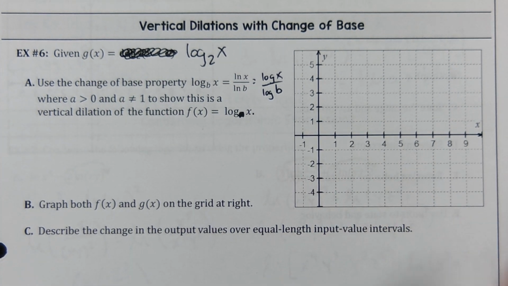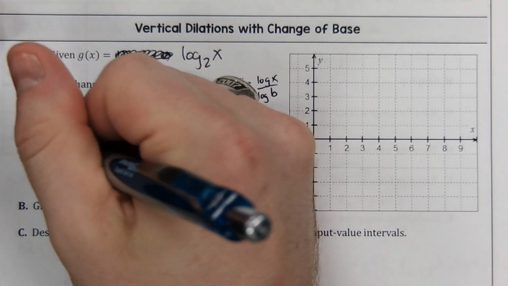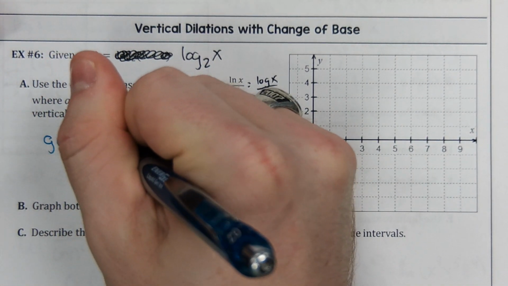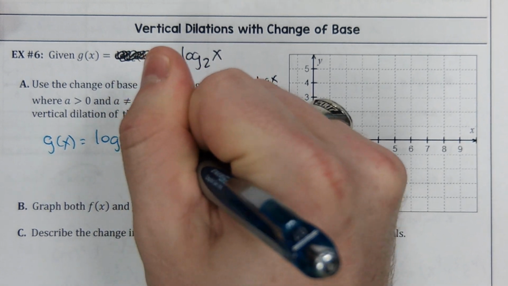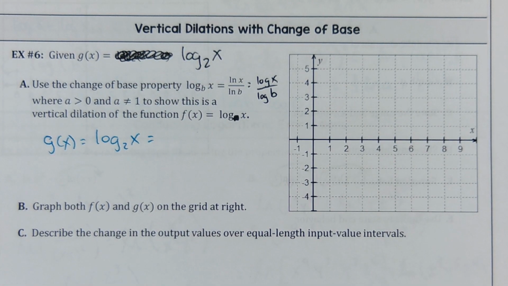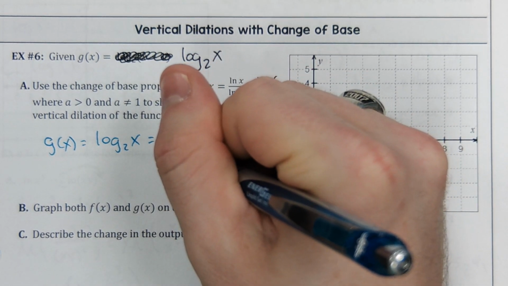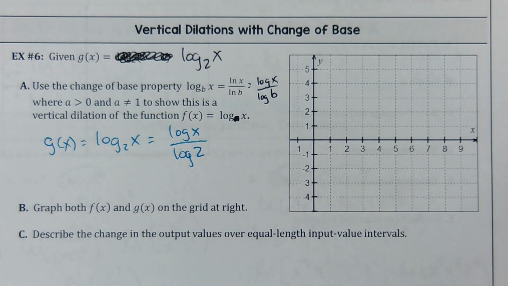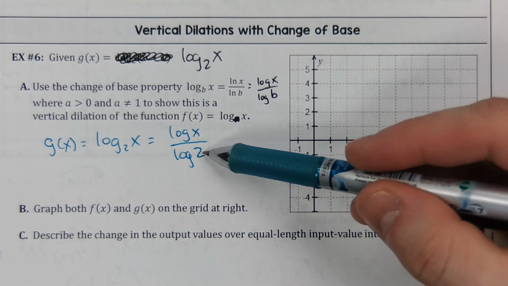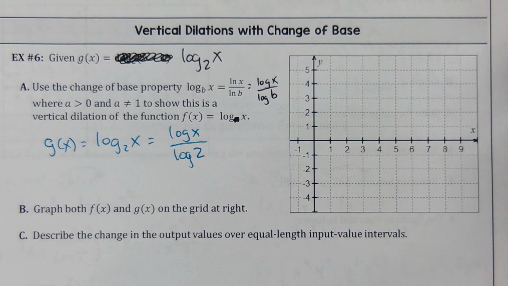Okay, so let's take our g of x, which we know to be log base 2 of x. I'm going to use change of base, and I'm going to use the common log. So I'm going to write this as log of x divided by log of 2. Now, log of 2 is a number. I don't know what power I have to raise 10 to get the number 2, but I do know it's less than 1. I do know it's more than 0. So it's somewhere between 0 and 1, because 10 to the 0 would have been 1, and this is a 2. Okay? But it's a number.